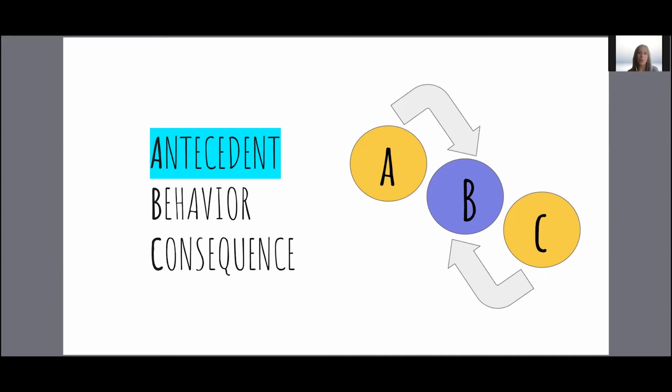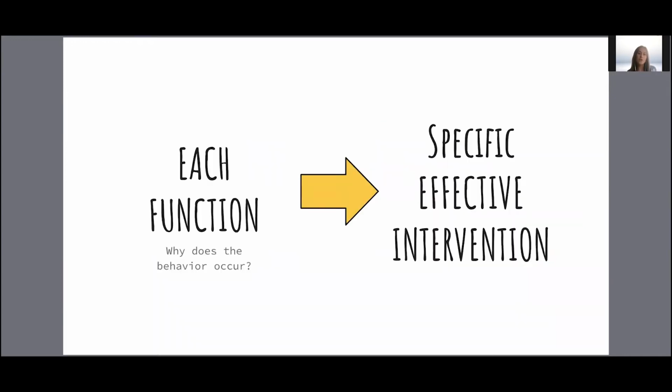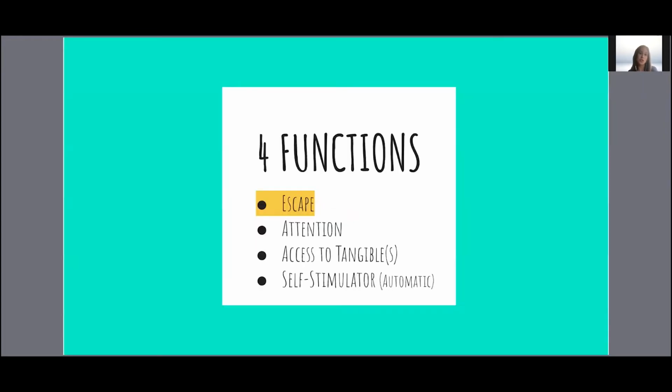Specifically, what gives us a good clue of the function of behavior is the antecedent, what happens before the behavior that triggers it. And finding out why the behavior occurred, its function, is important because to each function there is a specific effective intervention that applied behavior analysis provides us with. And there are 4 functions of behavior.